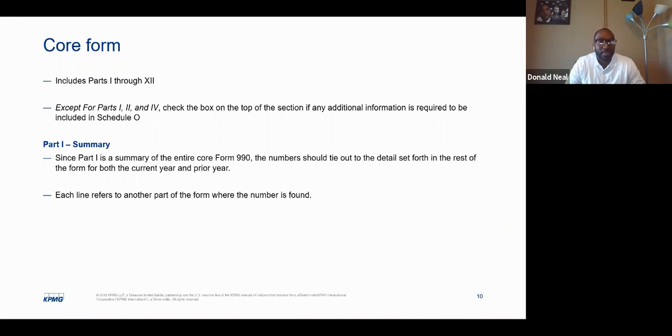Let's say we get down a little bit later, and you need to talk about a conflict of interest policy. If you check that box, you do have to explain that in the Schedule O. So just something to think about as you're filling out the form.